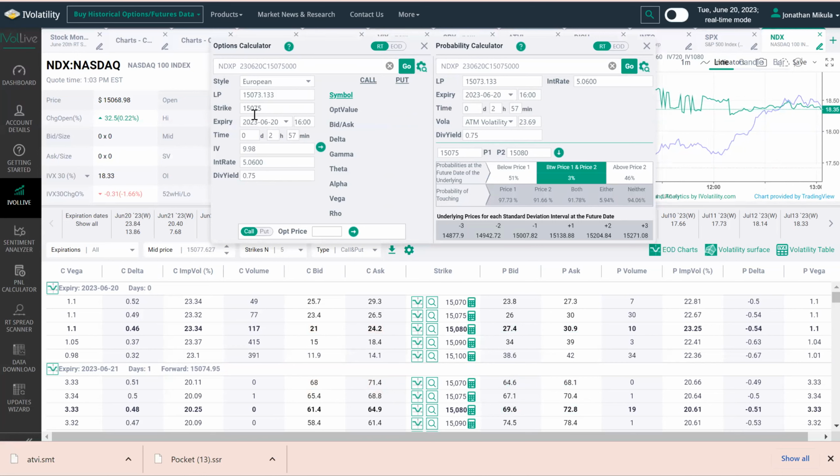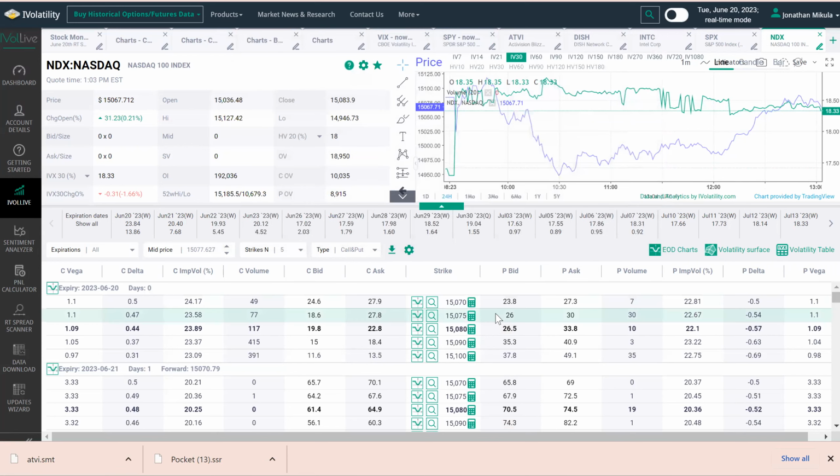You have to wait till expiration, but you could play around with, okay, what happens if implied volatility goes up from 9 to 20 before the close of the market today? This will show what happens to the pricing, the bid, the ask, the value, the Greeks. So you can play market maker over here too, which is also very useful. For 0 DTE, I like using the probability calculator.